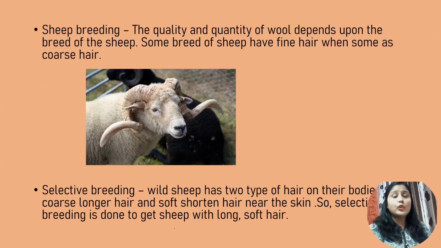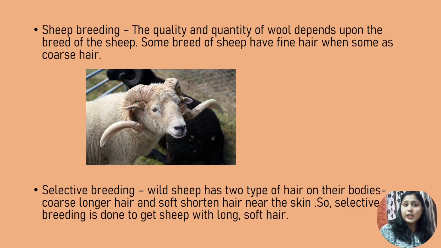Before that, it is important to know about sheep breeding. What is this sheep breeding? The quality and the quantity of wool depend upon the breed of sheep. Some sheep have fine hairs and some have coarse hairs. So we want to get a sheep which has only fine hairs. For that we do selective breeding. The wild sheep has two types of hair on their body, coarse long hair and soft short hair near the skin. So selective breeding is done to get long soft hair in the offspring.